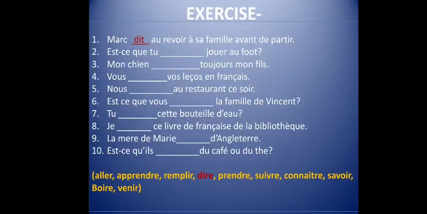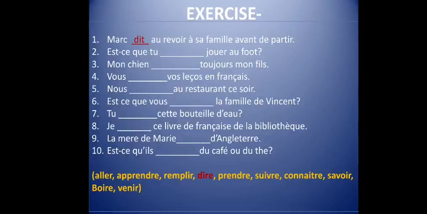Now you know the meaning of all the sentences. It will be easy for you to do the answers. Let me tell you the meaning of these verbs also. Aller means to go. Apprendre means to learn. Remplir means to fill. Dire means to say. Prendre means to take. Suivre means to follow. Connaître means to know. Savoir also means to know. Boire means to drink. Venir means to come.